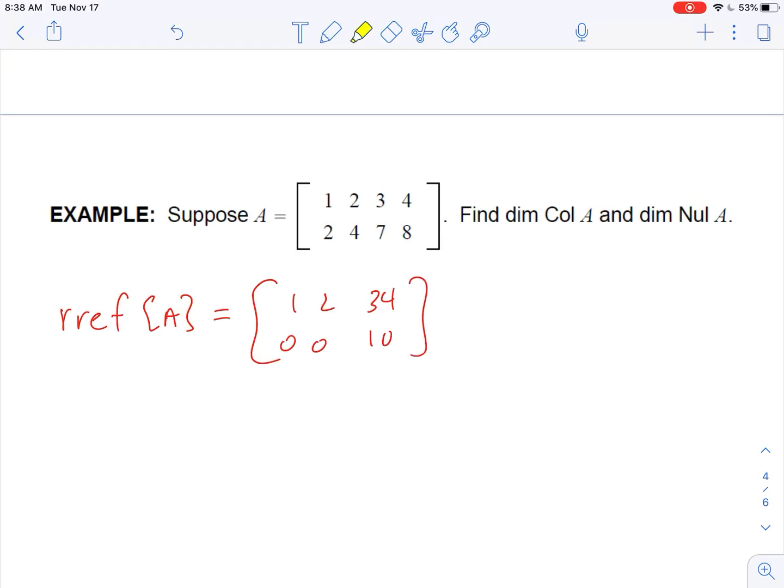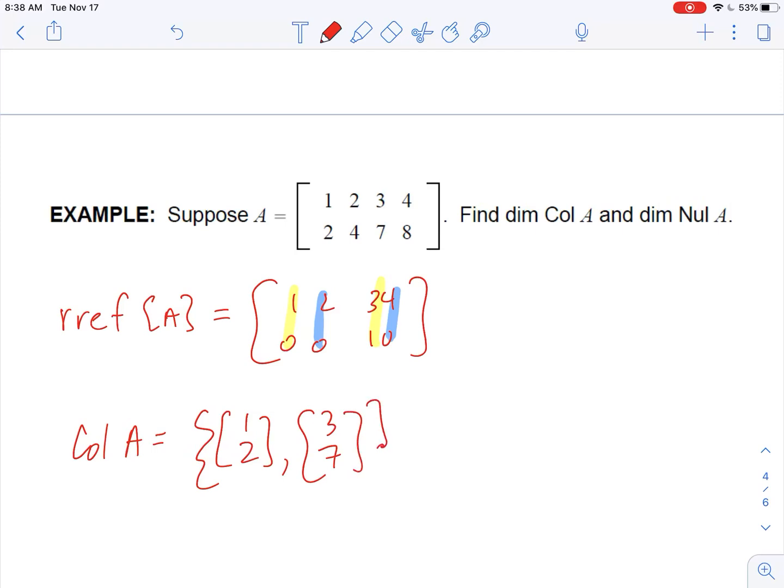Now what I'm seeing here clearly is that we have 2 free variables, but we have 2 independent vectors in the column space. So the column space of A is defined by these 2 vectors, 1, 2, and 3, 7. So obviously the dimension of the column space of A is clearly just 2.